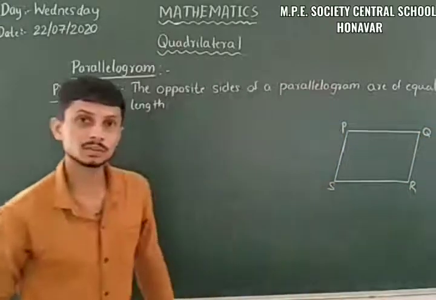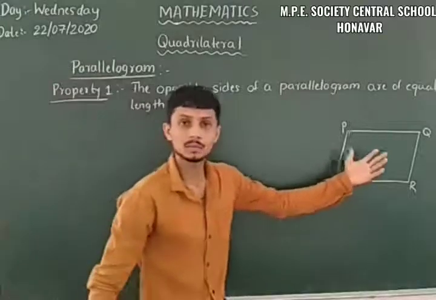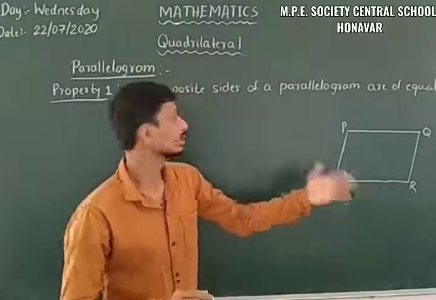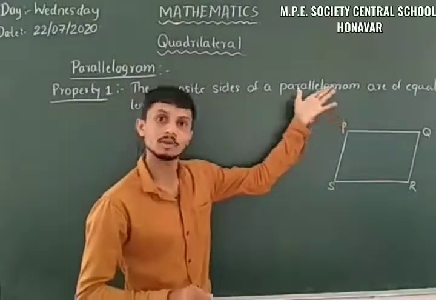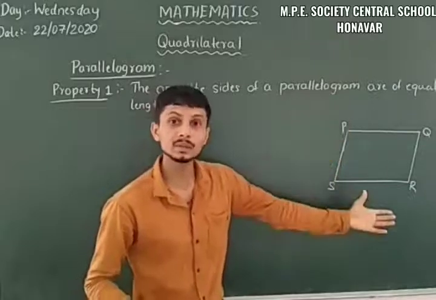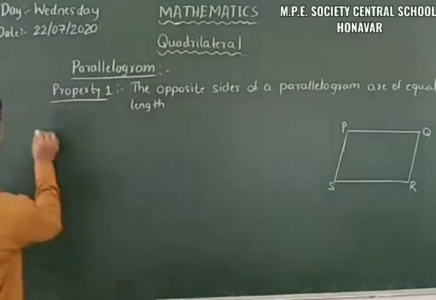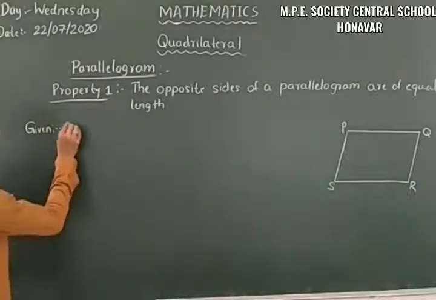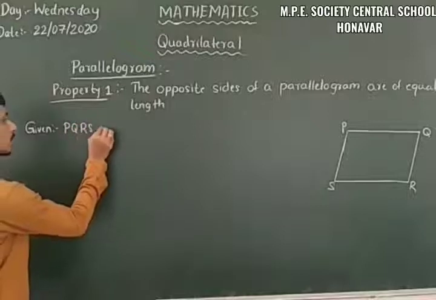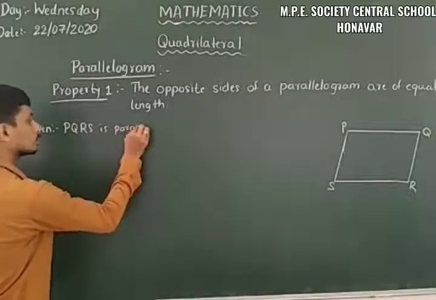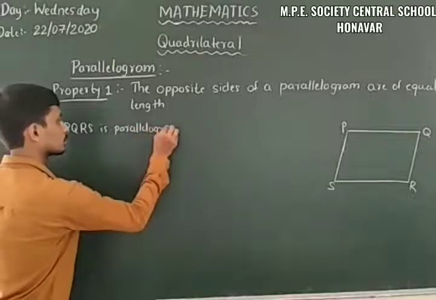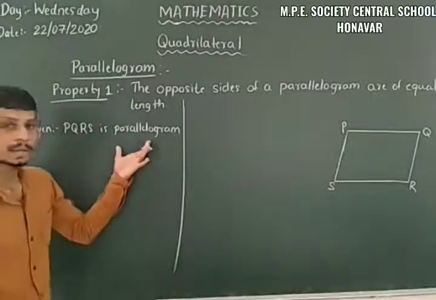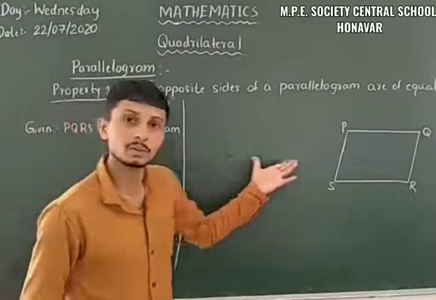PQRS is a parallelogram. So after we got PQRS is a parallelogram, just take the given. This is our given. That means we have a parallelogram here. Just take PQRS is a parallelogram. That is given. So I will use this blackboard here. PQRS is a parallelogram. So what do we have to prove here?